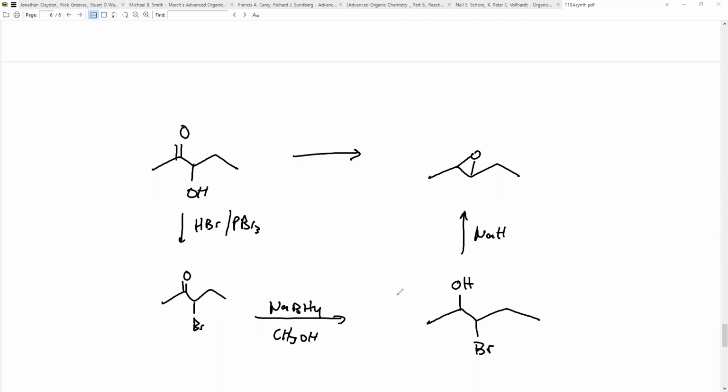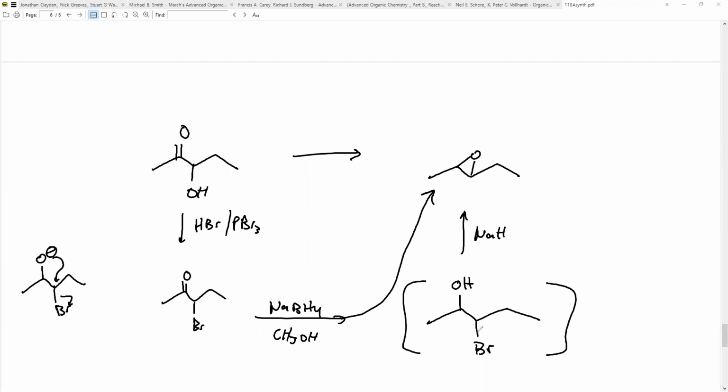But it is actually very likely that this proceeds here, because remember that when you do a reduction, you're making an O minus. That O minus will almost instantaneously react with that bromide. So you probably don't even need to worry about doing NaH here. This is like an intermediate, and it will probably just immediately go through.